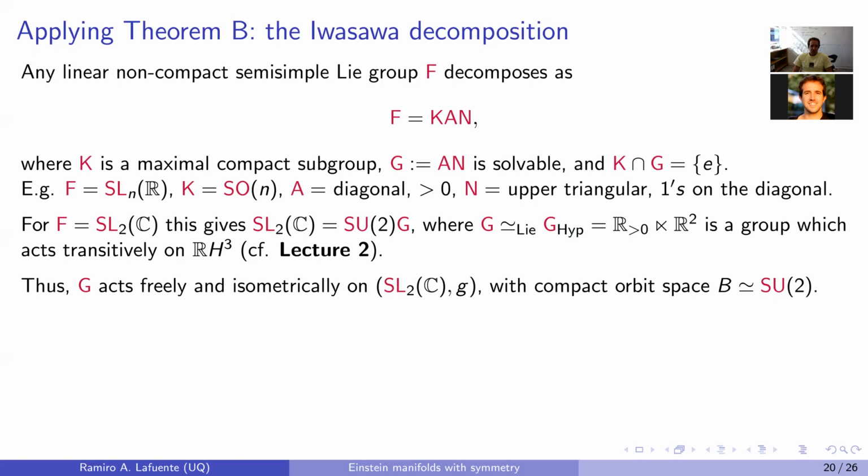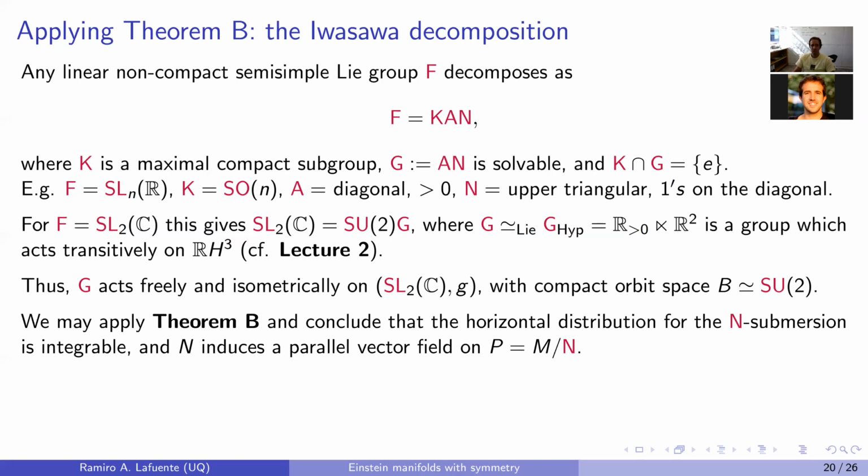Well, because G is a subgroup of SL2C, and the metric g is invariant under left multiplication by SL2C, it's also invariant under left multiplication by G. So in particular, this G acts freely and isometrically on our space. And the orbit space is, of course, diffeomorphic to SU2. So it's a compact, smooth manifold.